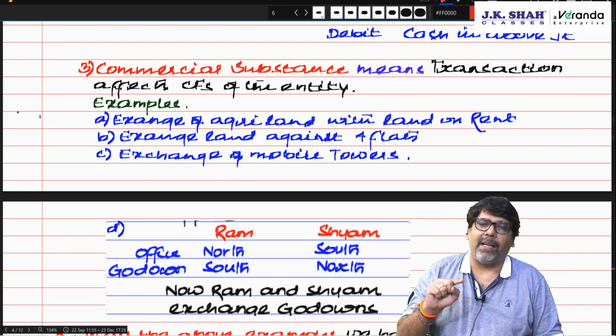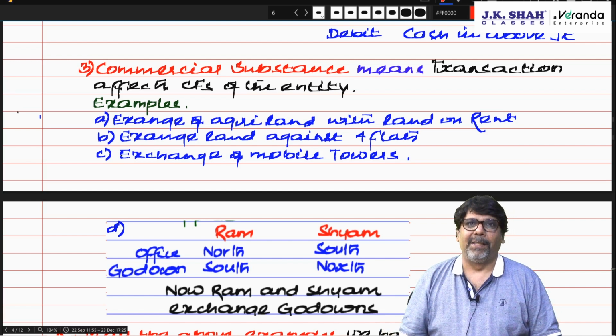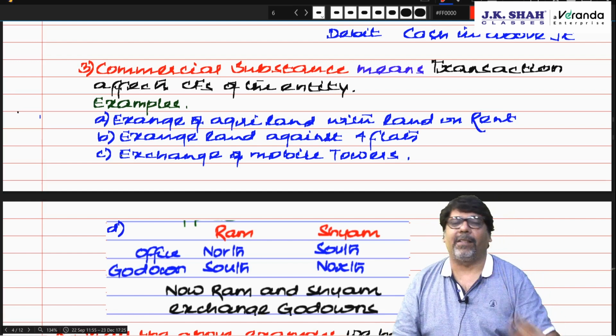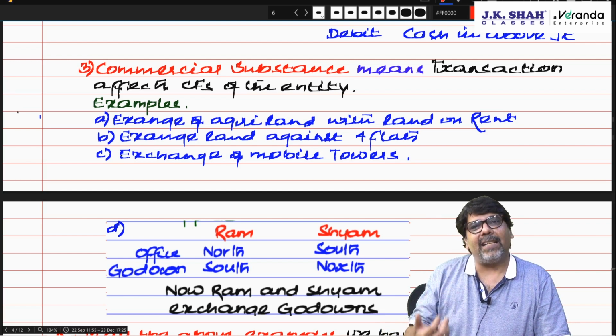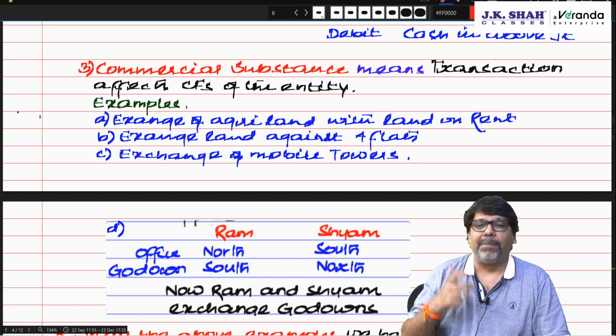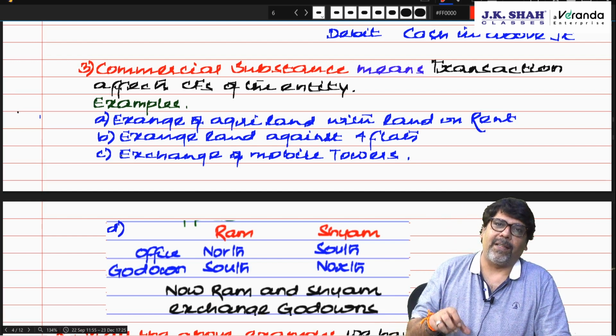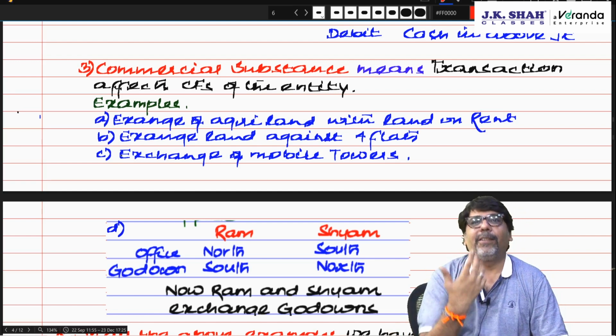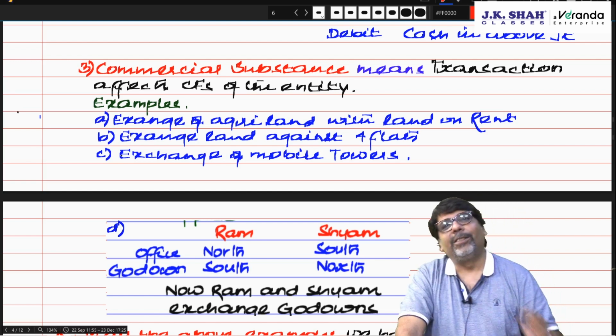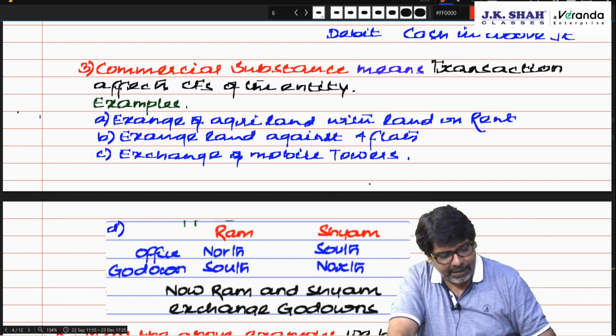I have a mobile tower, Jio has a mobile tower in North Bangalore. But Airtel has more customers in North Bangalore. Correct. Airtel has a mobile tower in South Bangalore. But Jio has more customers in South Bangalore. So they exchange the mobile towers, so they don't have to pay each other too much money. Am I clear? So that is again commercial benefit.